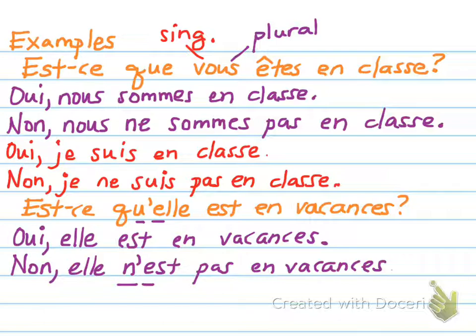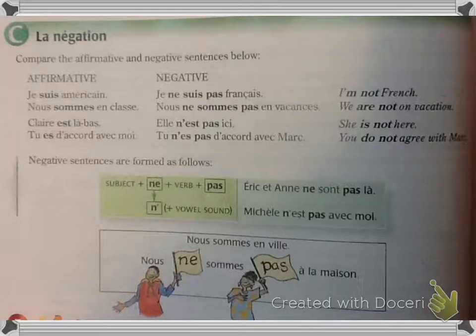So let's take a look at this the way it's presented to you in your textbook. À la page 428. Compare the affirmative and negative sentences below. Je suis américain. Je ne suis pas français. Nous sommes en classe. Nous ne sommes pas en vacances. Claire est là-bas. Elle n'est pas ici. Tu es d'accord avec moi? Tu n'es pas d'accord avec Marc.